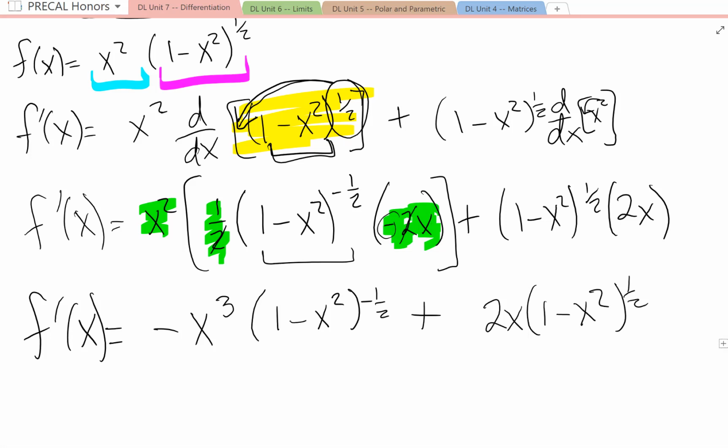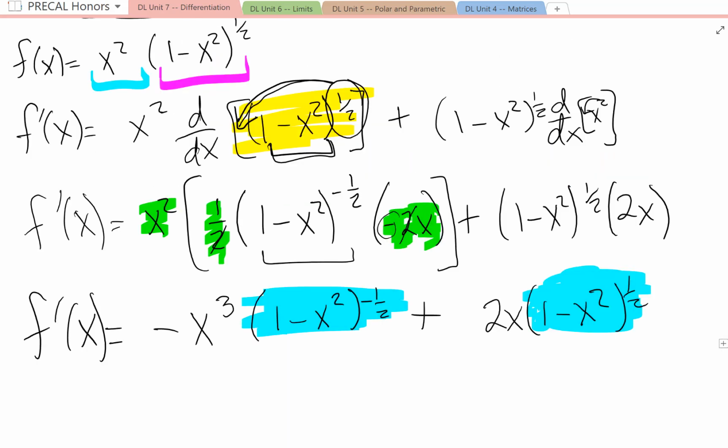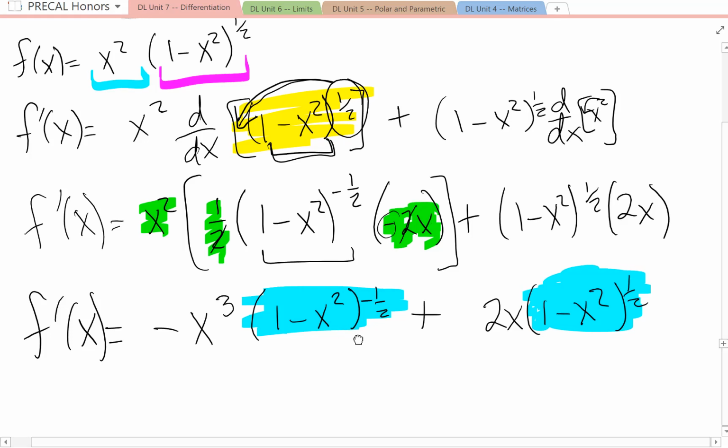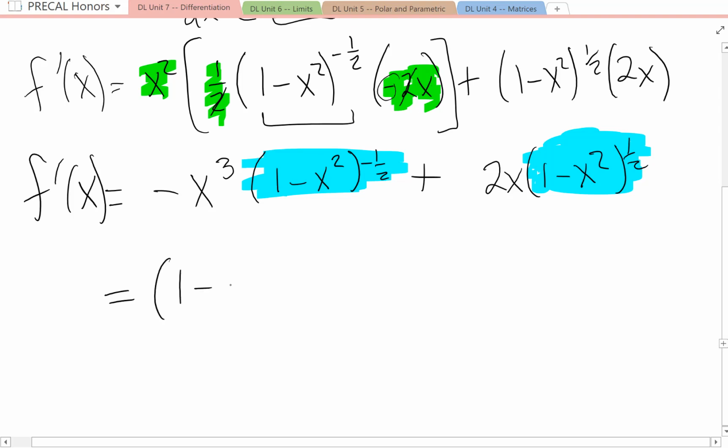Now my two terms actually have something that kind of looks like it's in common. Even though the quantities are not to the same power, I'm going to factor this quantity out. And the quantity that I'm going to factor is the most negative one. Okay, so when I take 1 minus x squared out, I'm going to put it to the power of the most negative power that we have here.